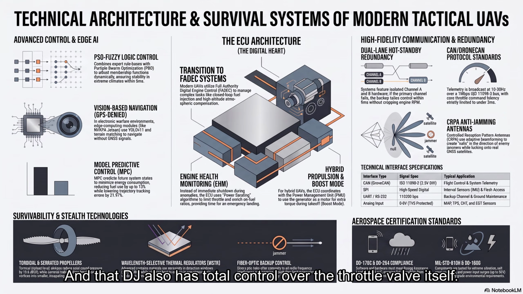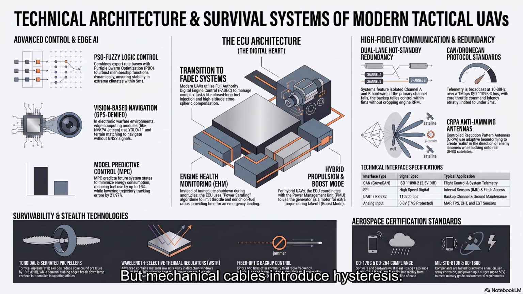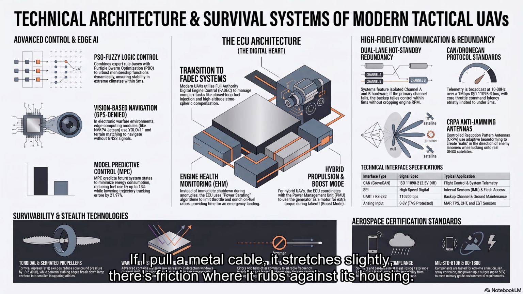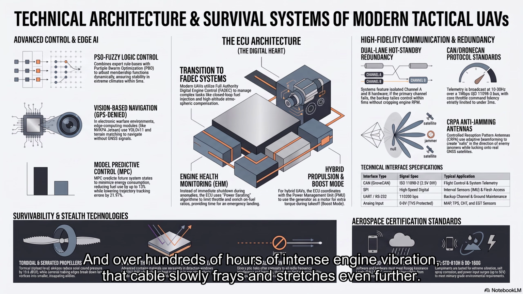And that DJ also has total control over the throttle valve itself. In a standard aircraft or older drone, you have a physical braided steel cable running from a servo motor all the way to the engine's throttle body. But mechanical cables introduce hysteresis. Hysteresis, the absolute enemy of precision. If I pull a metal cable, it stretches slightly. There's friction where it rubs against its housing. So when the flight controller commands open throttle 10%, the actual valve might only open 8% because of that mechanical slop. And over hundreds of hours of intense engine vibration, that cable slowly frays and stretches even further.